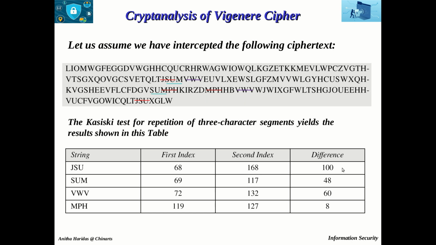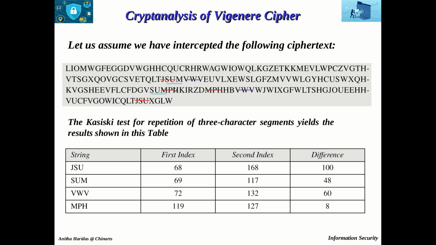Now in the same way, another 3 character segment is SUM, which appears 2 times in the ciphertext in these 2 positions. Again we have another 3 character segment BWV. So BWV appears here and BWV appears here again. So those indices are noted here. Positions are noted. Then we have MPH.